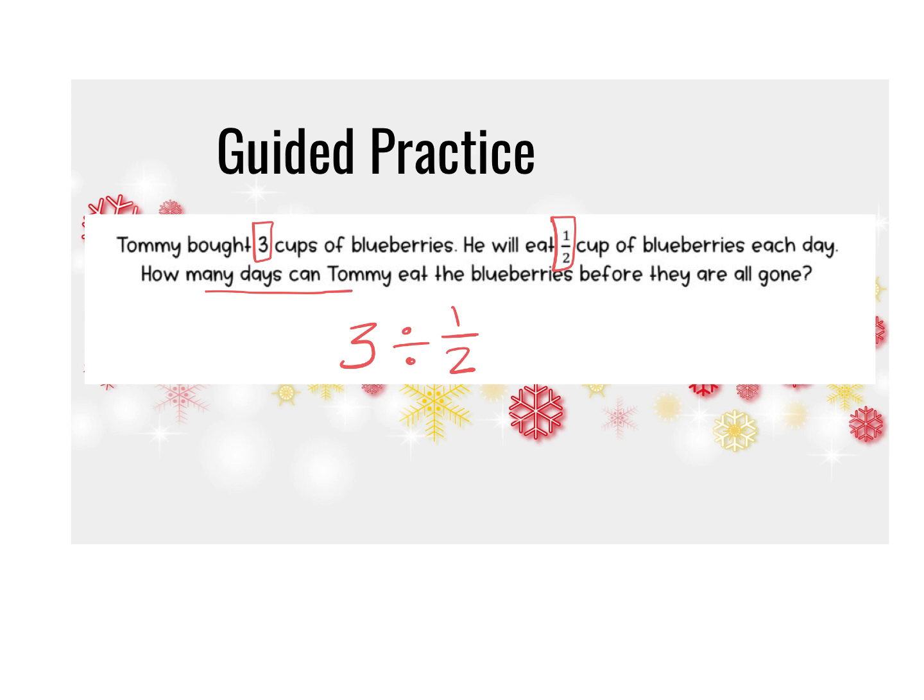Okay, we're going to still do keep, change, and flip. So we're going to keep this. We're going to say 3 over 1. Change the division to multiplication and flip my fraction. Multiply. 3 times 2 is 6. Divided by 1, that's going to be equal to 6. So he can eat blueberries for 6 days before they are gone.